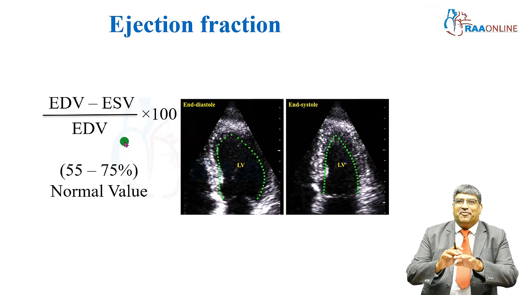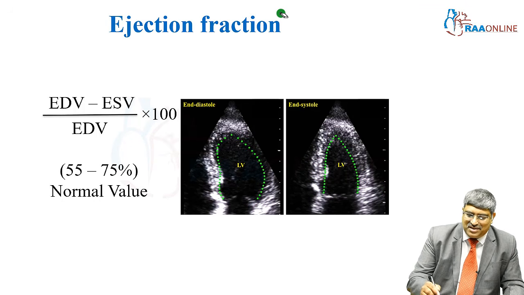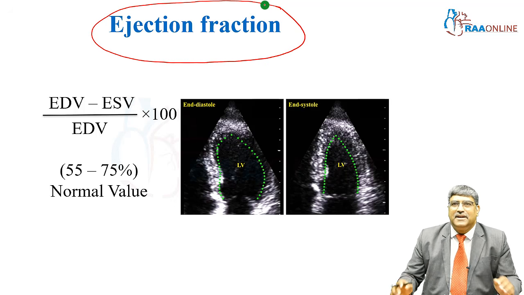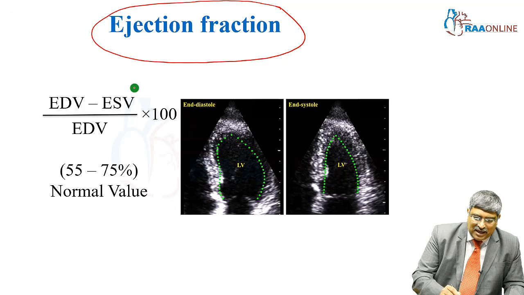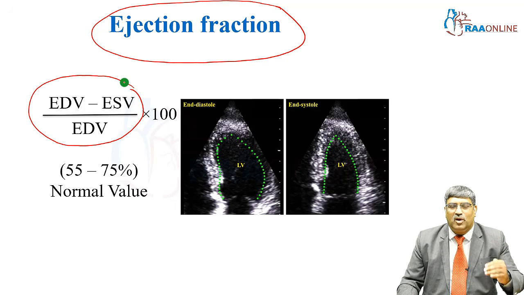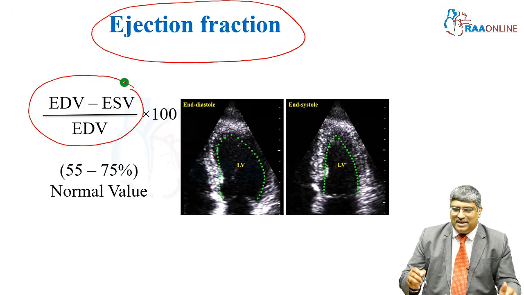Now coming to the various parameters in the echo report. The first and foremost which we see is the ejection fraction. What is this ejection fraction? It is nothing but end diastolic volume minus end systolic volume, which is the stroke volume, divided by end diastolic volume. What is end diastole?